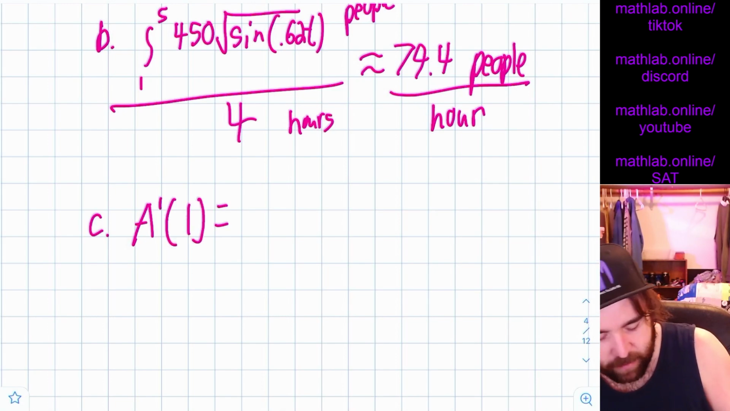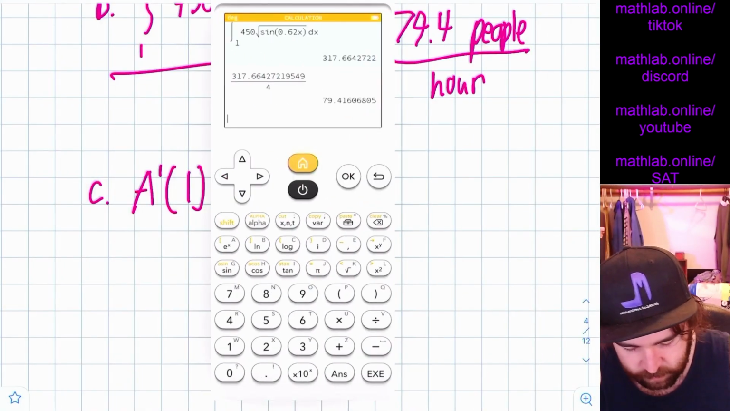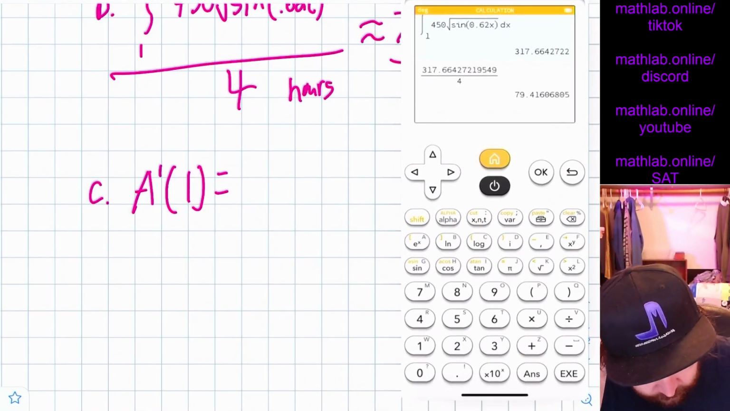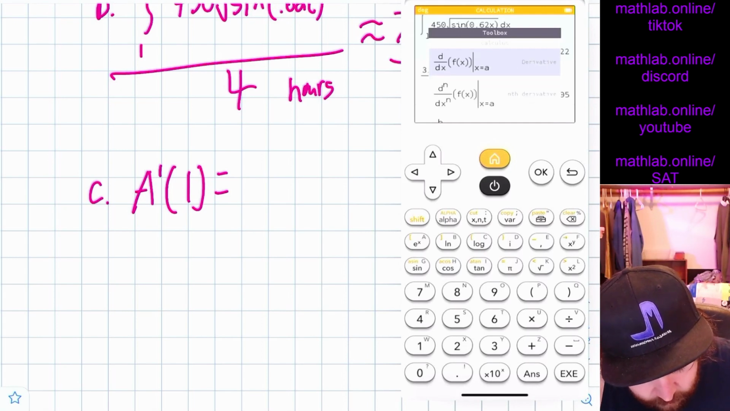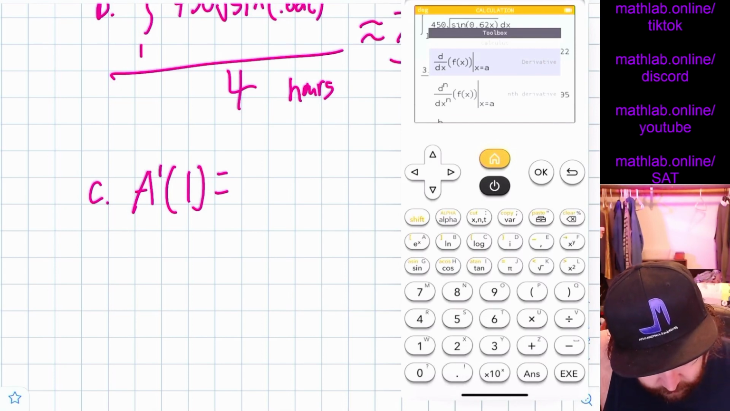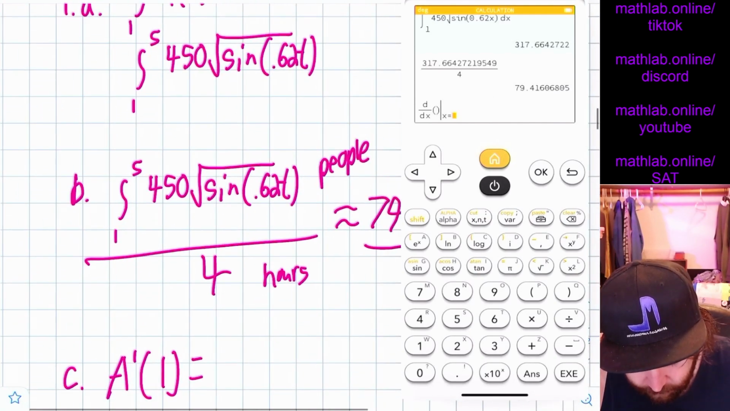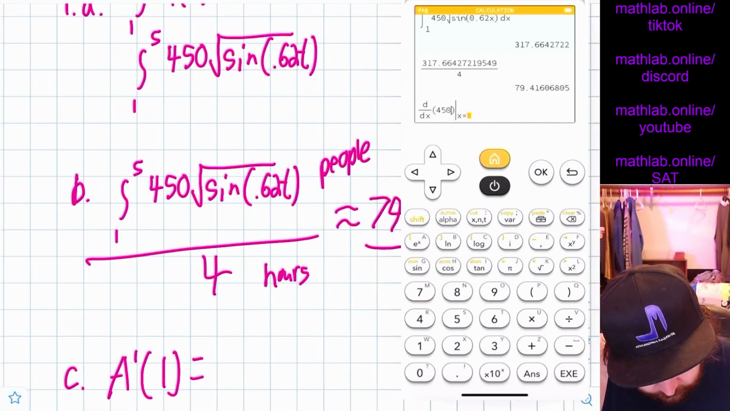We're just going to find A prime of 1. So to show work, that should be fine. And then we're going to try to do that in NumWorks. How are we going to do that in NumWorks? Let's go back to calc. Is this the derivative at a certain spot? I think it is.